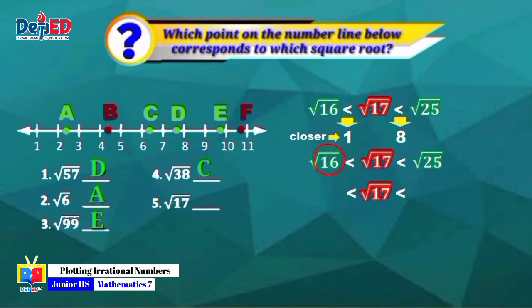The square root of 16 is equal to 4, and the square root of 25 is equal to 5. Since the square root of 17 is closer to 4, the point must be closer to 4. Locate 4 and 5 on the number line. So, the answer is letter B.